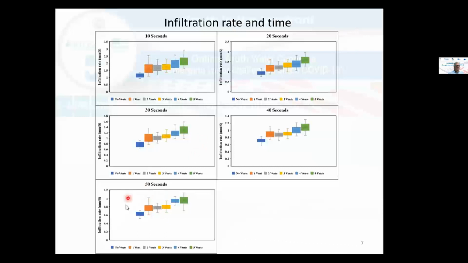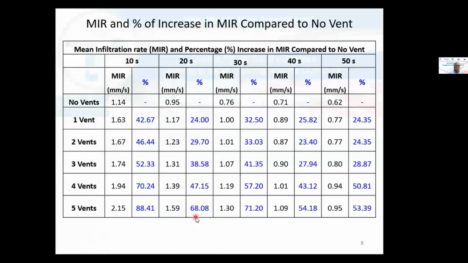And even at 50 seconds, that is during the later stages of the experiments, we could observe the effect of ventilation on infiltration rate. This table shows the mean infiltration rate for the whole experiments conducted, and in blue we have signified the percentage of increase in mean infiltration rate compared to the no vents case.